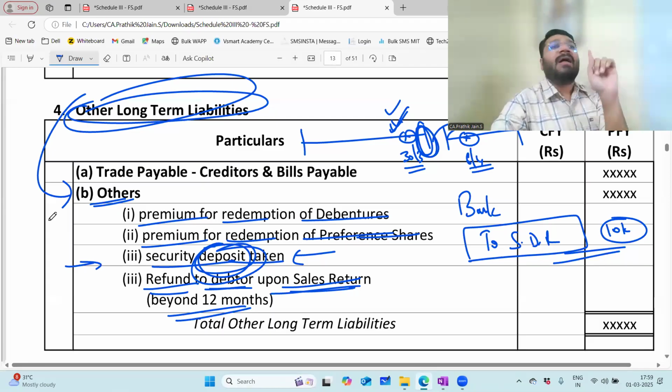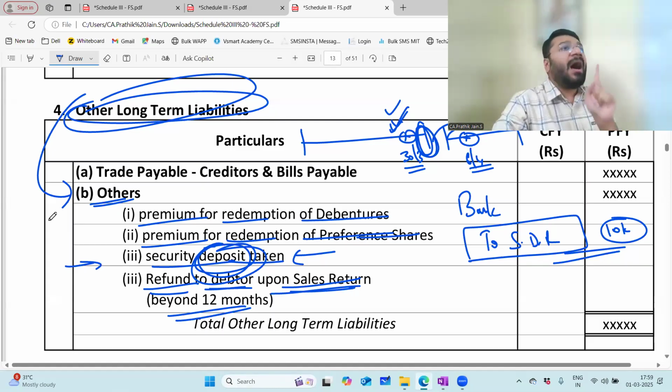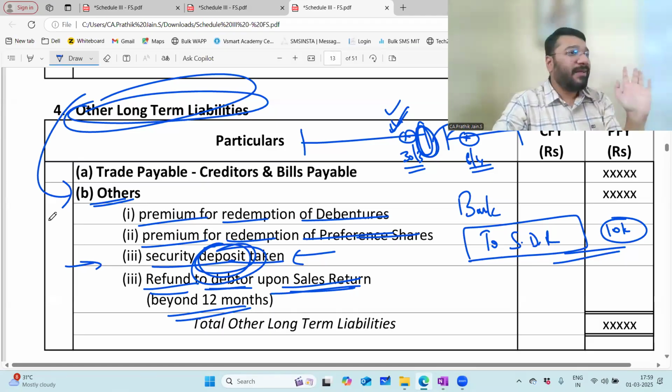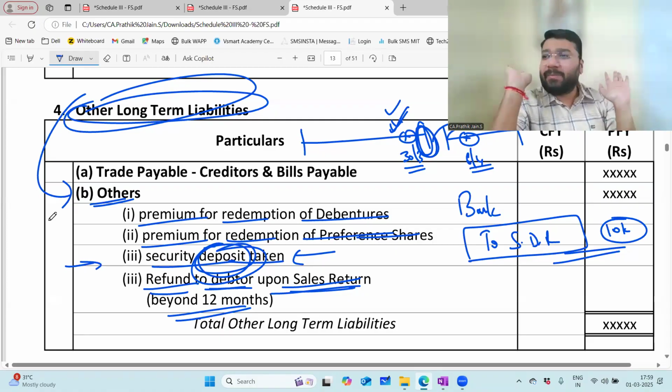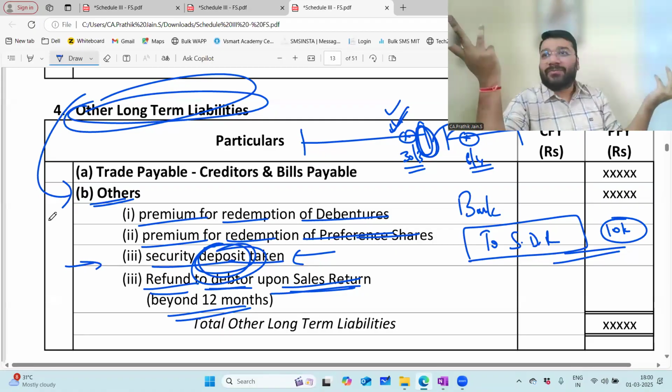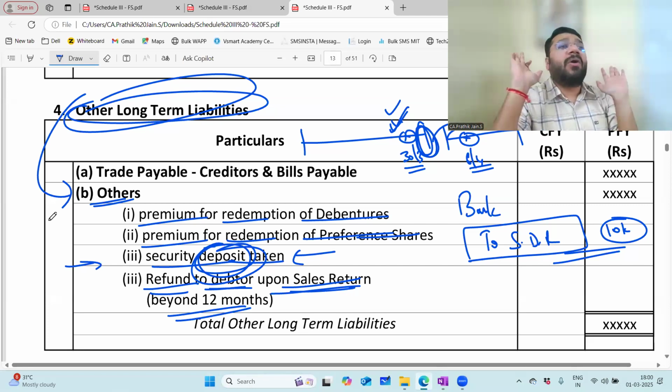What has happened? We will ask the account only one question. Are you going to make this payment to the debtor within 12 months or after 12 months? That's all. Reason could be anything. We are not going to go into multiple reasons. The reason is only to understand the situation. Situation can be anything. What should we know as an accountant or an auditor?